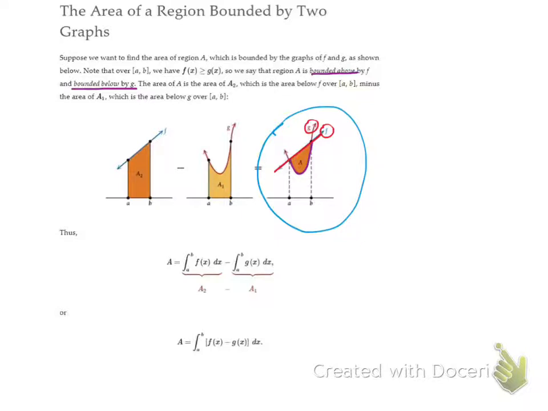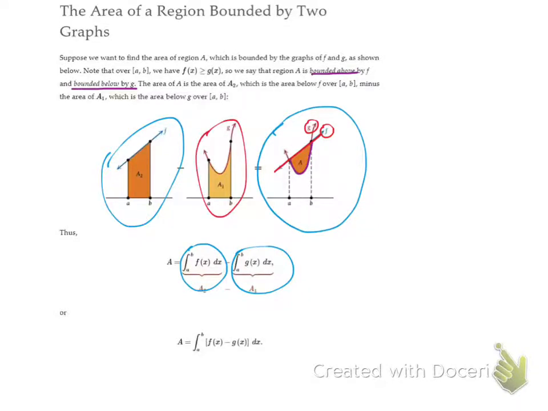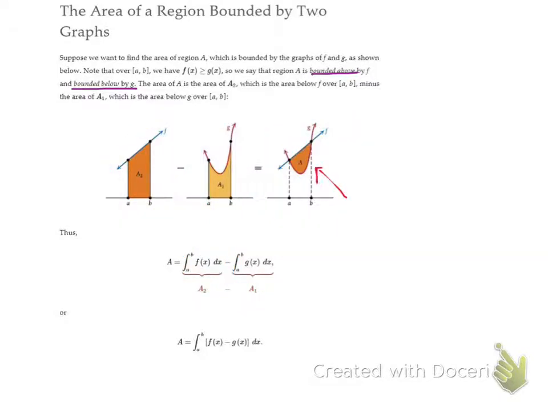So then the way we find that area is just the integral of f minus the integral of g. And the reason this works is because if you look at this picture right here, A2 will be the entire area underneath f, A1 will be the entire area underneath g. So if you subtract those two areas, you'll get this desired area. So that's the reason that this formula works. We subtract the area underneath f minus the area underneath g.